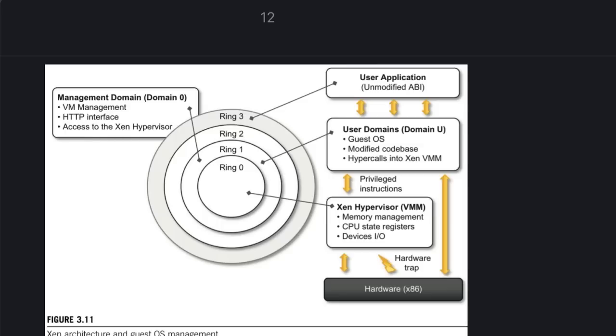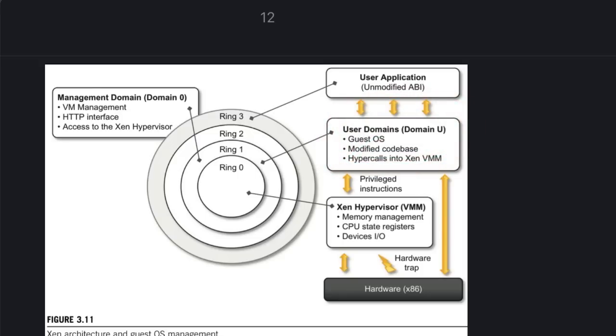So here the functions include running the guest operating system, then the modified code base, that is, if there are any modified versions to run, so we can properly interact with the Xen hypervisor. All that is done using user domains. Then we have hypercalls in Xen VM. Again, as I told, hypercalls are required.